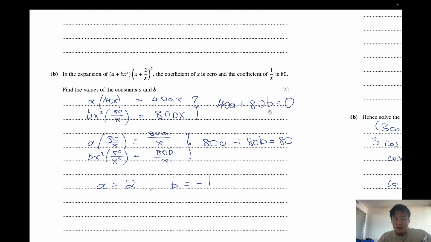Option number 1. The A, B, and C refers to the 40, 80, and 80. Try that. Type it in. 40 equals, 80 equals, 80 equals.